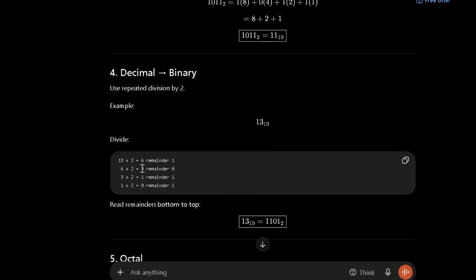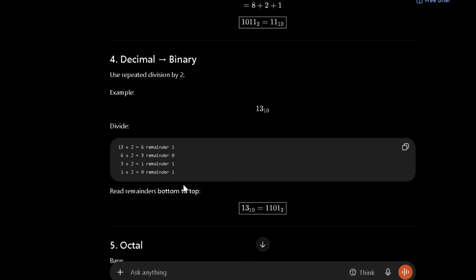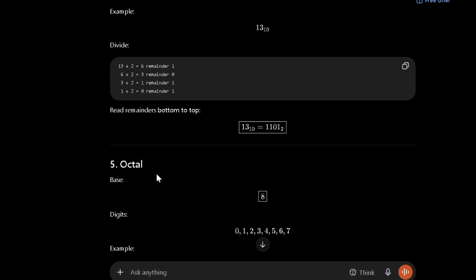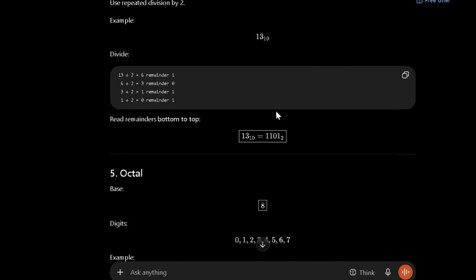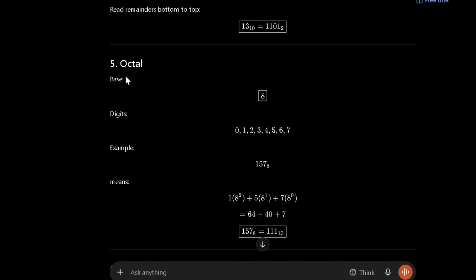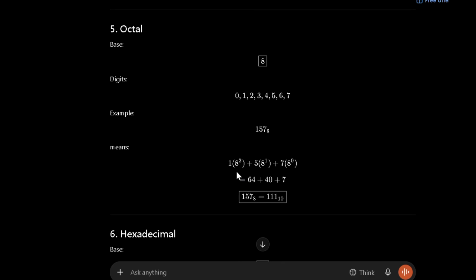Octal uses digits 0, 1, 2, 3, 4, 5, 6, 7. Example, 157 base 8 means 1 into 8 squared plus 5 into 8 power 1 plus 7 into 8 power 0, which is 64 plus 40 plus 7. So 157 base 8 equals 111 base 10. If we add 7 plus 0, 7 plus 40, we get 47, and 64 plus 47 is 111. So easy, simple.